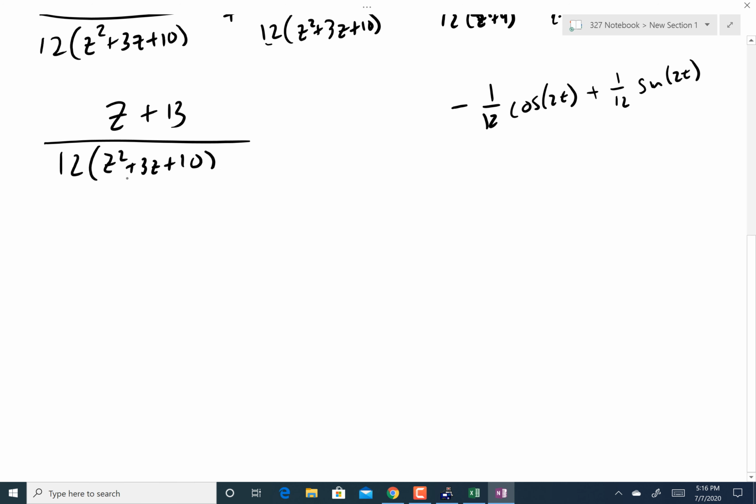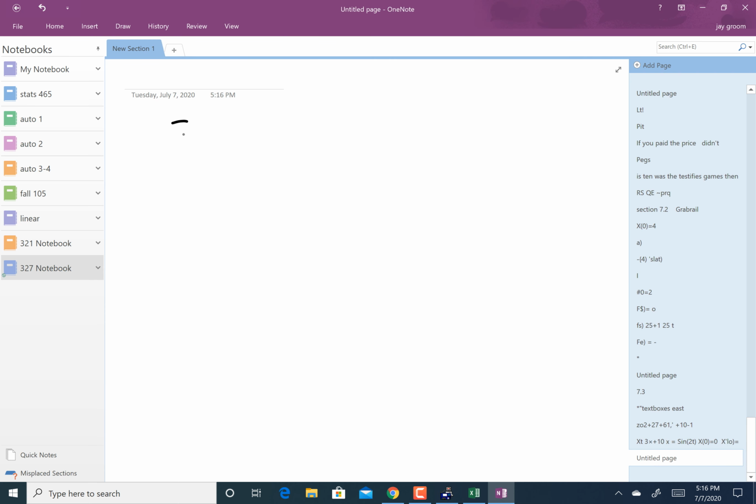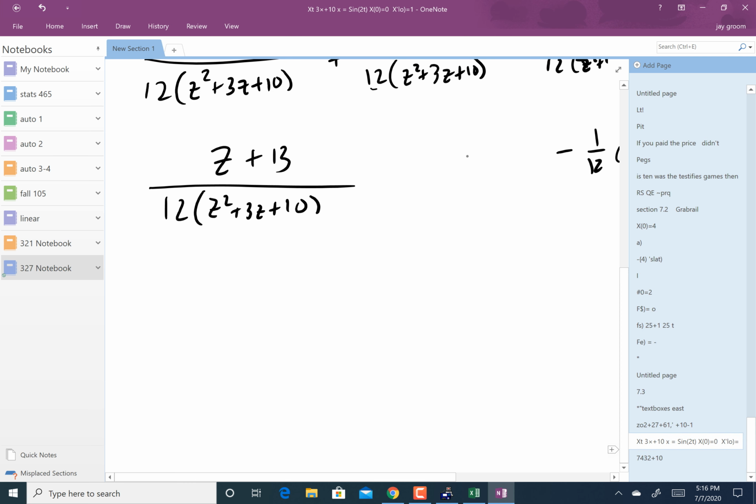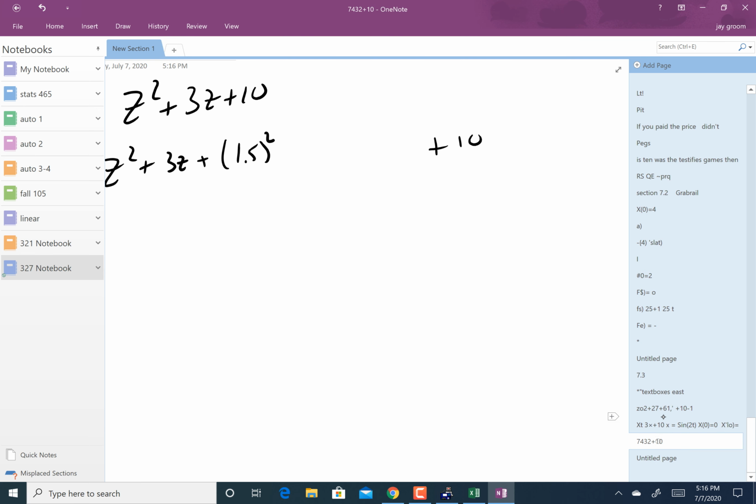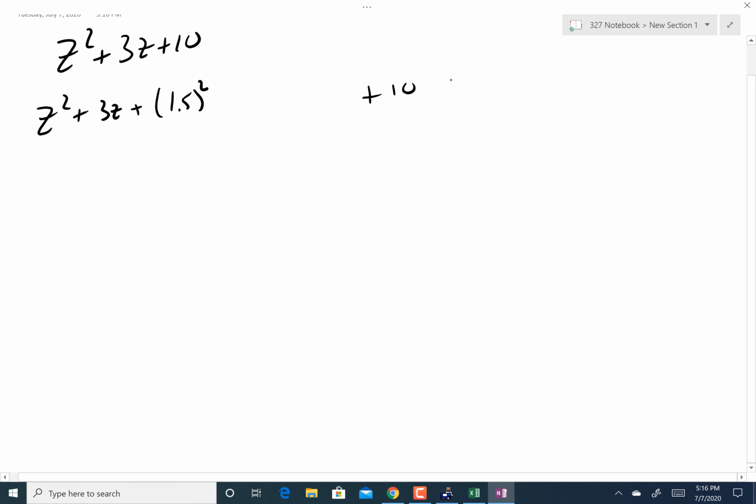Okay. Now, I'm going to complete the square on that one on a different page. So z squared plus 3z plus 10. What's half of 3? It's 1.5 squared. Oh, shoot. 1.5 squared is 2 1/4. So what I've really done is I've added 2 1/4. Therefore, I better subtract 2 1/4 over here. So this is going to be z plus 1.5 squared plus 7 3/4.